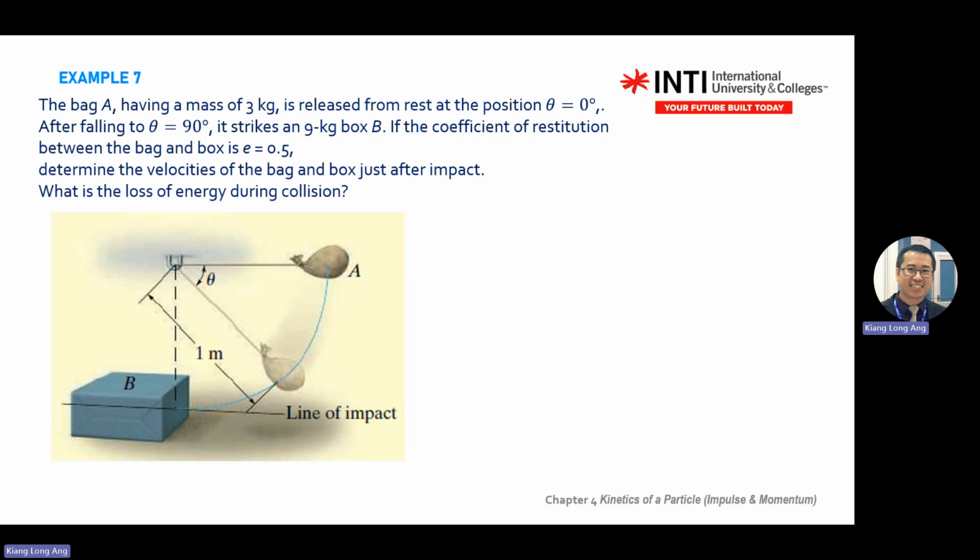Here, the question further asks you for the loss of energy. So there are only two types of energy in this module, kinetic and potential. In this case, you need to draw your own datum, either here or here. If you are here, then your potential will become negative when they hit the impact. If your datum is here, you charge up the potential before you hit this one. Okay, so just need to be careful.